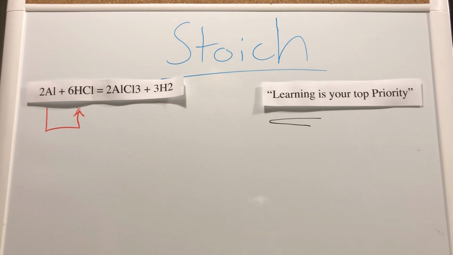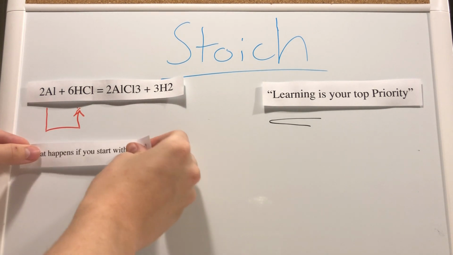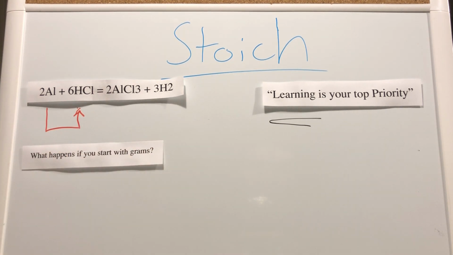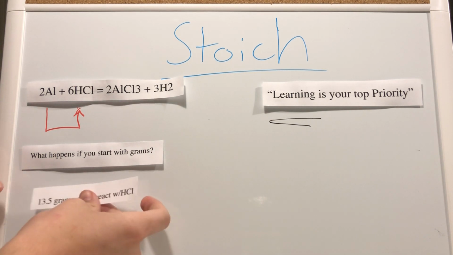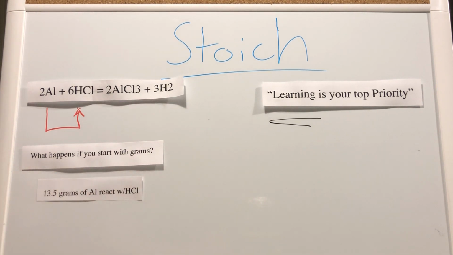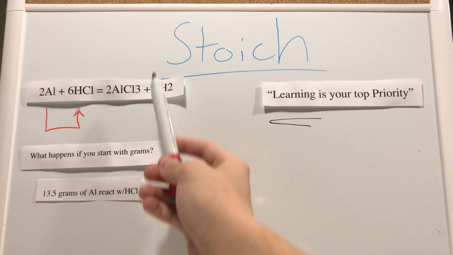But sometimes it won't be that easy. So what happens if you get mass, or a unit of grams or something like that? So here's an example. We have 13.5 grams of aluminum reacting with hydrogen chloride. In this case, we're going to be finding, I guess, hydrogen chloride. Well, actually, no. So let's actually try to find the hydrogen gas.